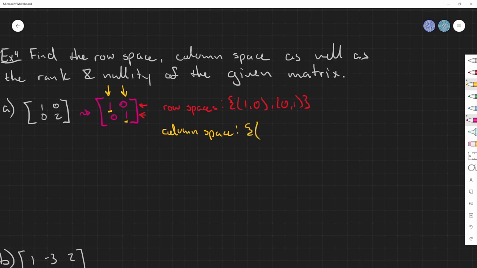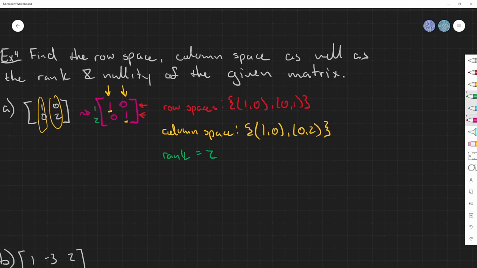oh yeah, I forgot. With the column space, you look at the leading ones on the row reduced echelon form, but what you write for your answer comes from the original matrix. So it'll be this portion, this portion. So it'll be 1 0 and 0 2. What am I missing? The rank. Well, you just count the number of non-zero rows in row reduced echelon form. So we have 1, 2. So our rank is equal to 2.